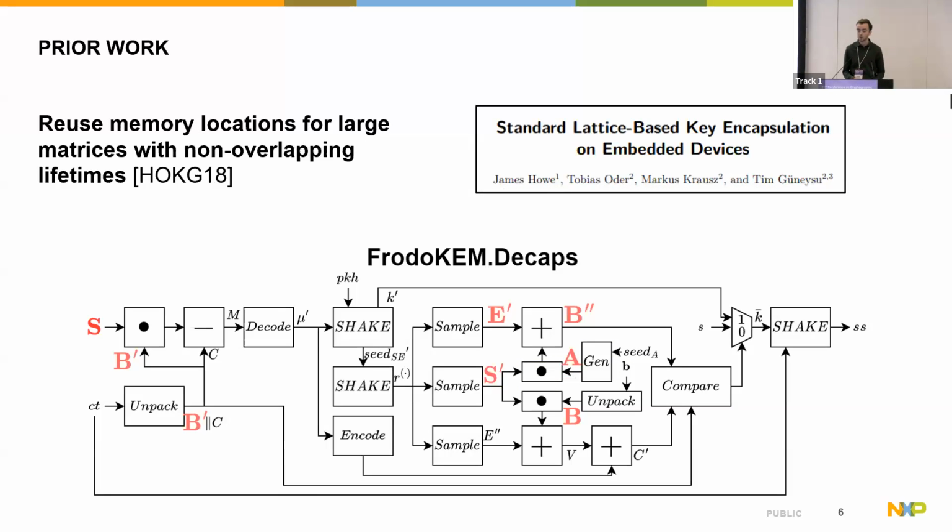Another very important work is this CHES paper from 2018 titled Standard Lattice-Based Key Encapsulation on Embedded Devices. And they already make some big steps in decreasing the memory usage, because what they, for example, do is they look at the lifetime of these large matrices, and they know that if they do not have an overlapping lifetime, you can reuse the memory locations.